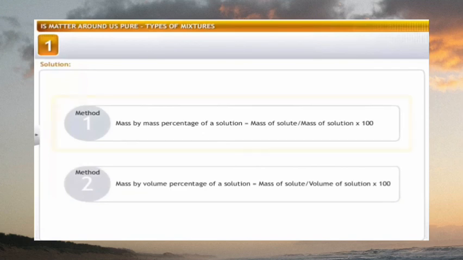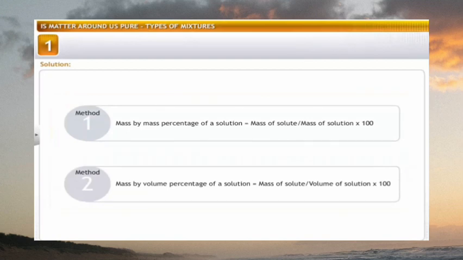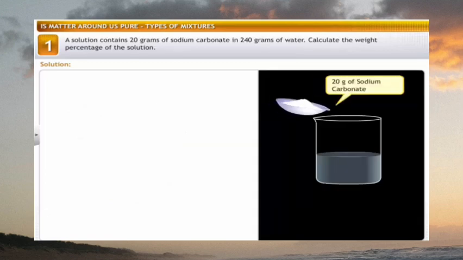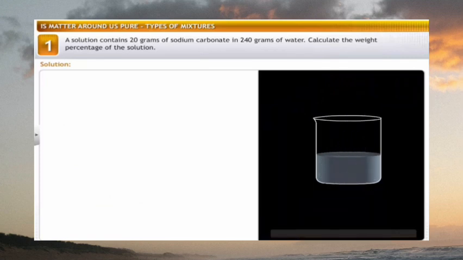Now that you know what mass by mass percentage and mass by volume percentage of a solution means, let's look at situations where these concepts can be applied. A solution contains 20 grams of sodium carbonate in 240 grams of water. You need to calculate the weight percentage of the solution.